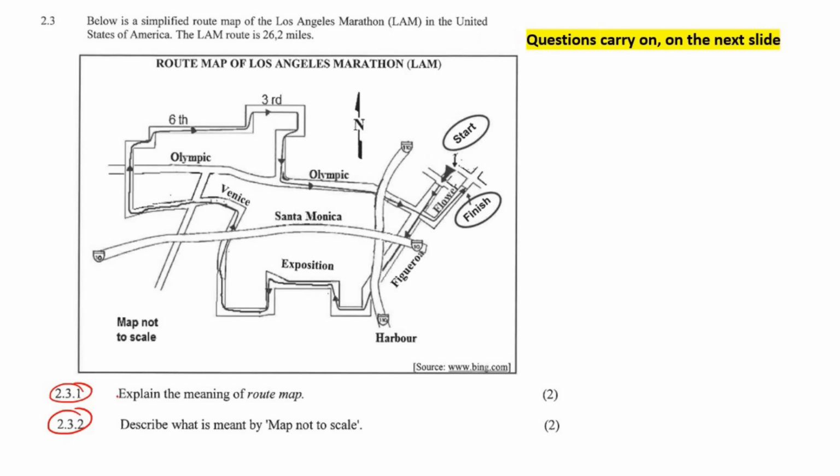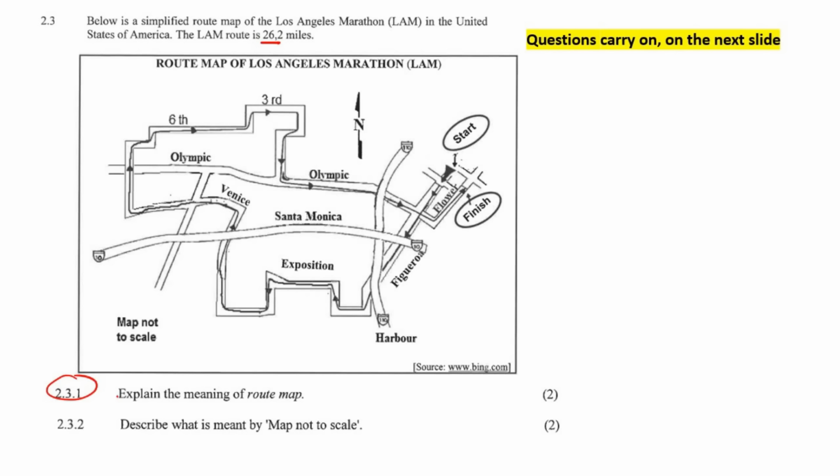So it says here, below is a simplified route map of the Los Angeles Marathon, the LAM, in the United States of America. The LAM route is 26,2 miles. Okay, and then it just shows us everything that's happening here. So you start the race over here, and you go this way, this way, this way, boom, there, and you go to the finish. Okay, pretty straightforward. Now, it says explain the meaning of the route map.